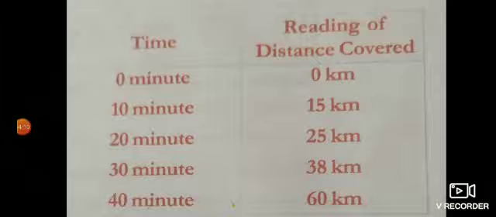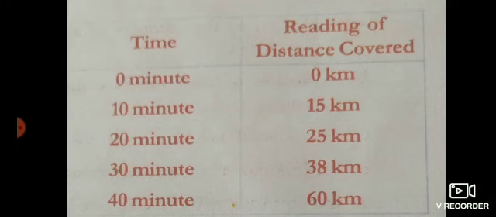Consider a car driven on a road. A person seated beside the driver recorded the distance traveled after every 10 minutes by noting the distance reading in the odometer. The distance traveled by the car at different instances of time is as follows. What is the total distance traveled by the car? What is the time taken to travel the distance? Now we see. Here you have given in this table time and reading of a distance covered. First in 0 minutes that is 0 kilometers. After 10 minutes it is 15 kilometer.